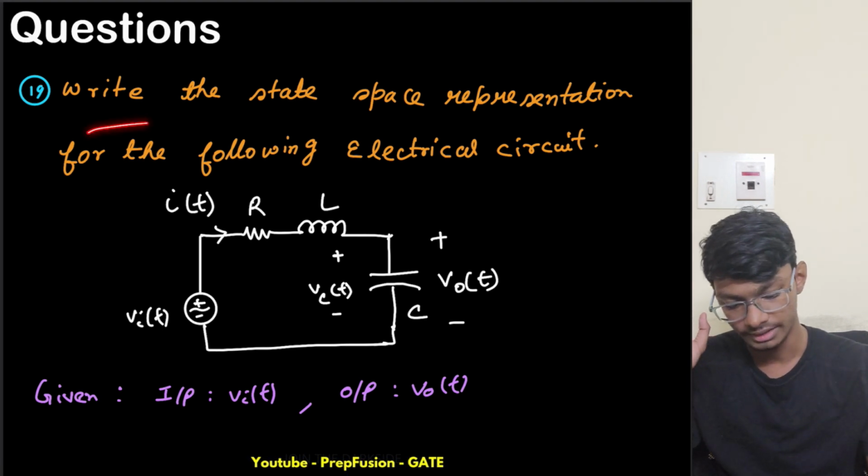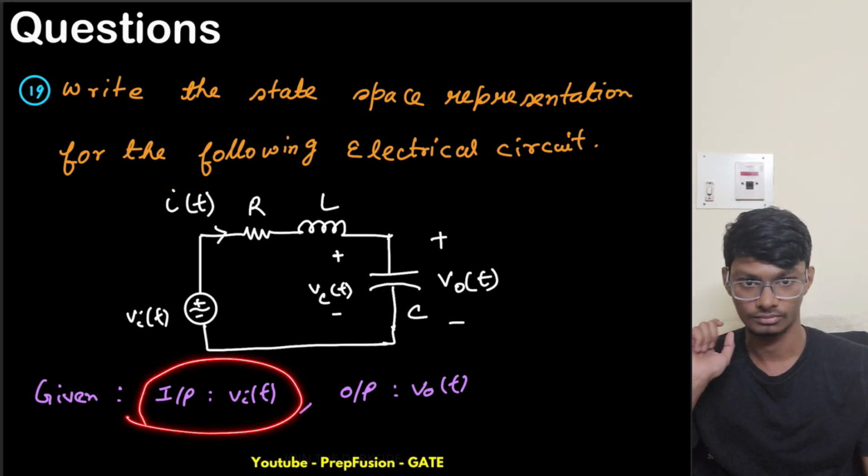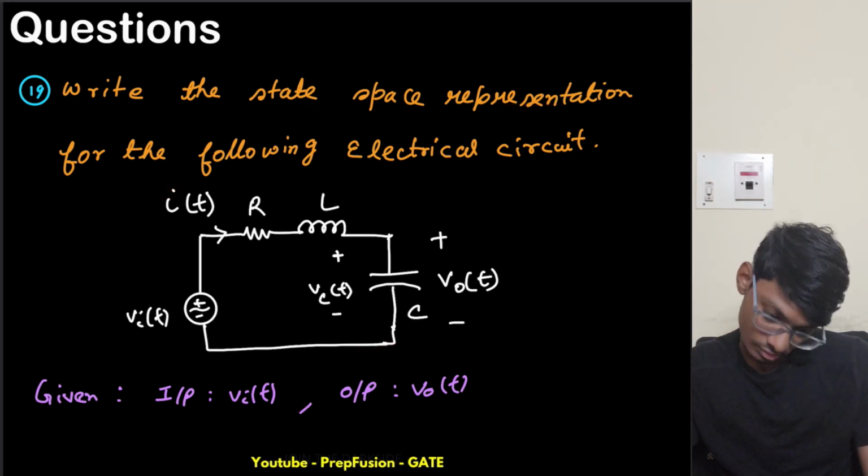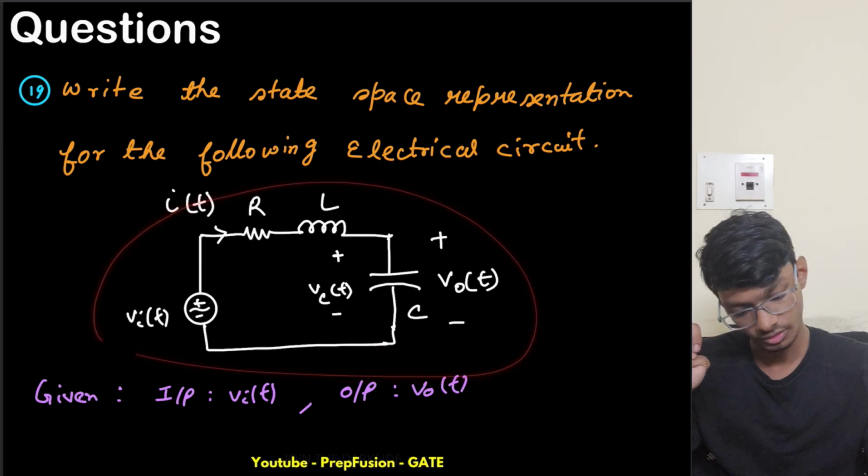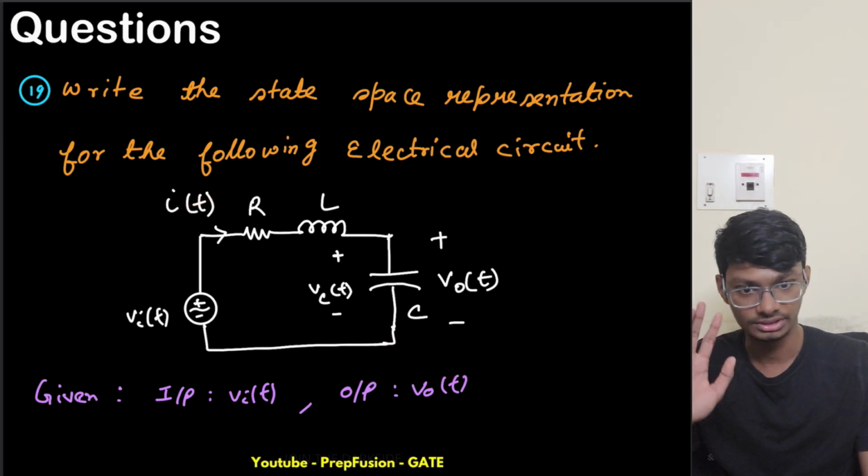So here, write the state space representation for the following electrical circuit. We have been given the input as Vi of t and the output as V of t. Okay, and we have the voltages, right? We have the voltages.